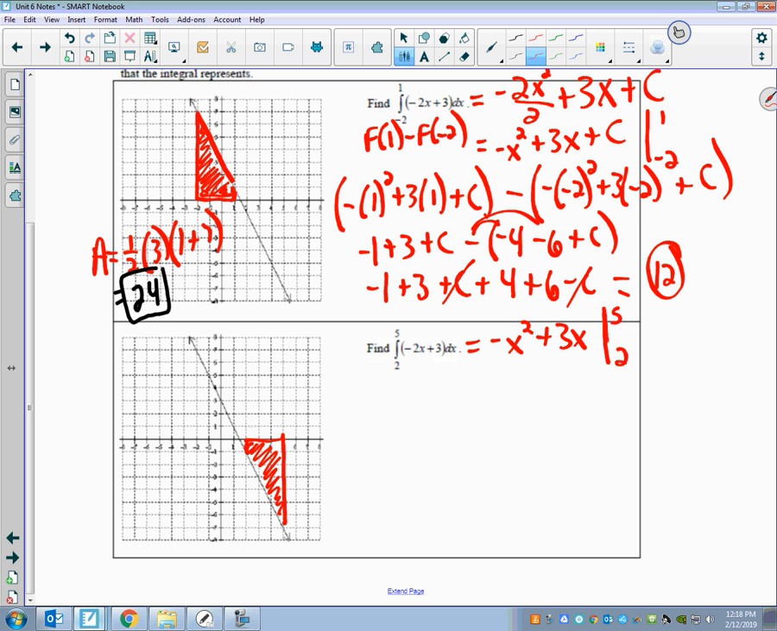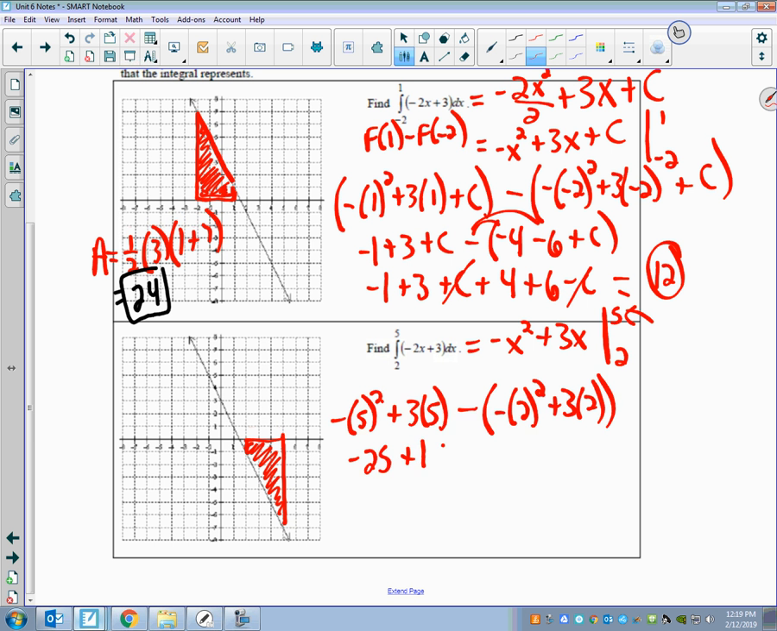And this is notation. Draw a line from 2 to 5. And then you always start with the top bound. So I'm going to plug 5 in there first. So negative 5 squared plus 3 times 5 minus, I like to do parentheses here, negative 2 squared plus 3 times 2. So that's negative 25 plus 15. So it'd be negative 4. But the negative out there makes it plus 4.